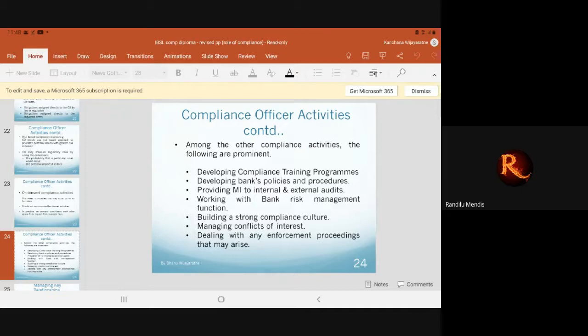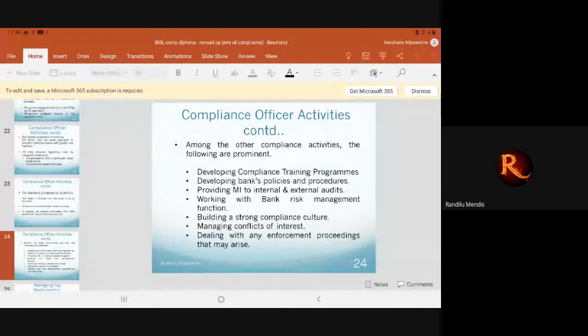As compliance, you need to go through these policies and make sure, first, that all the regulatory requirements related to that area are duly captured, and whether there are any violations or breaches arising from the provisions of the policy when you compare it with the regulation or the law. So that's the compliance role. Providing MI to internal and external audit: you are the conduit, right?